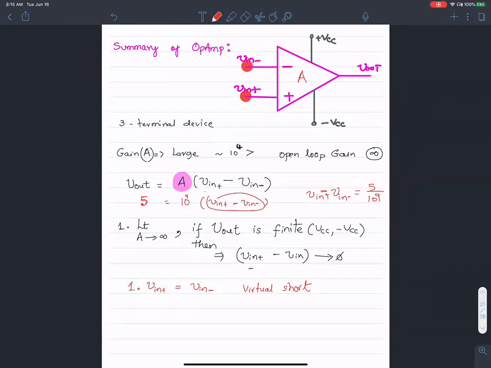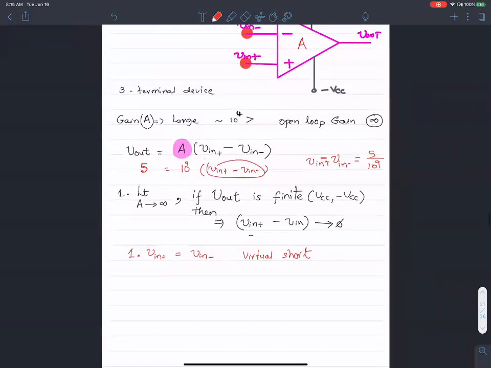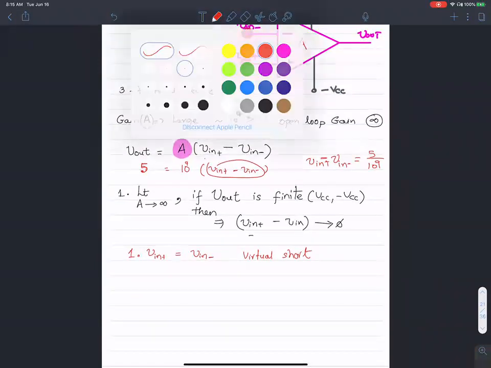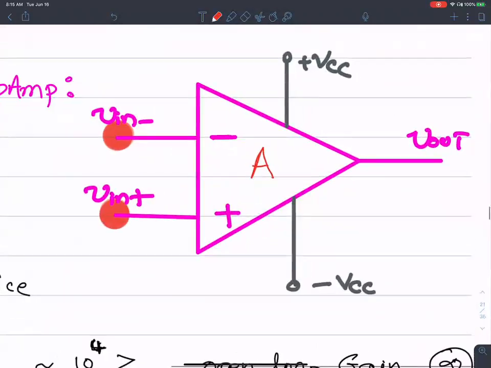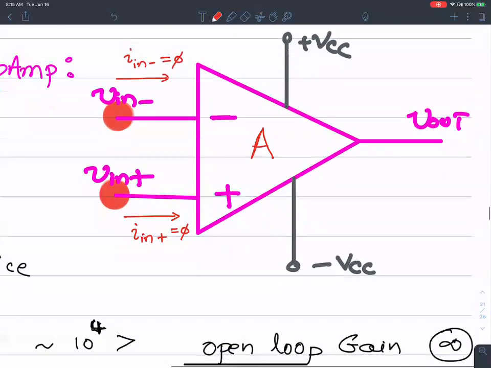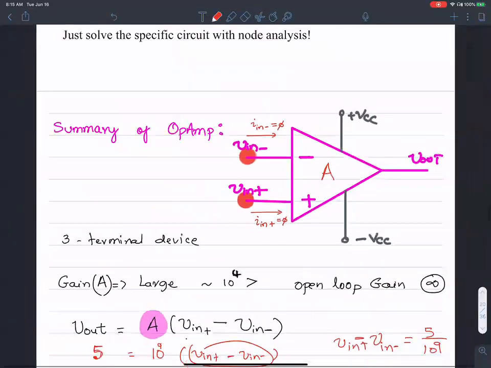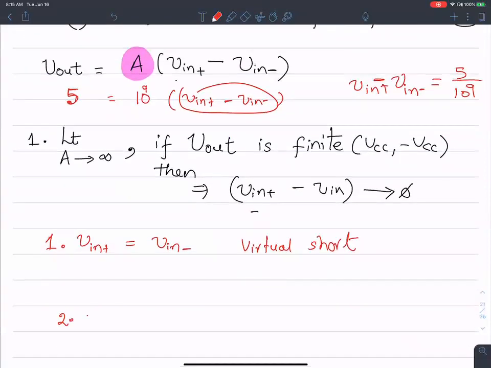The voltage that I apply on one terminal magically appears on the other terminal. That's one. The second point is easier to see. The second idea is that the amount of current going in, I in, to the positive terminal, and by the same token, I in to the negative terminal, both of these are 0. There is absolutely no current flowing into the op-amp. So these are the techniques that we will use.